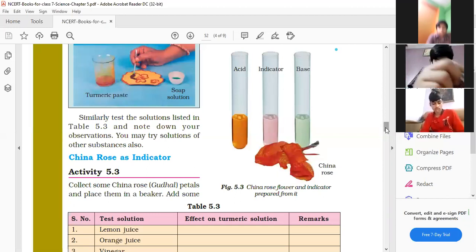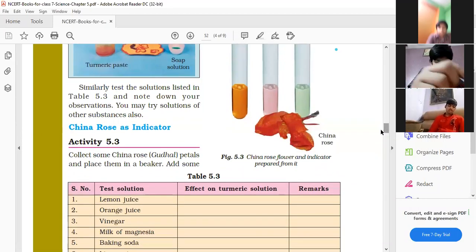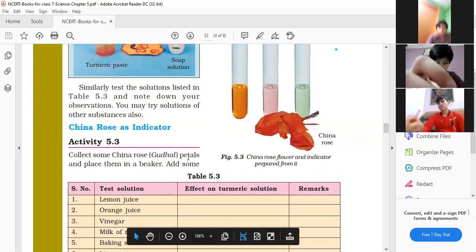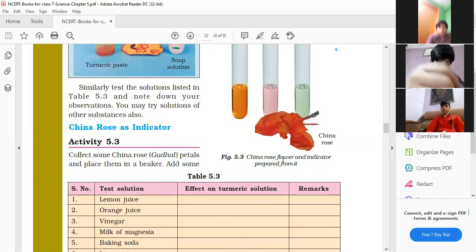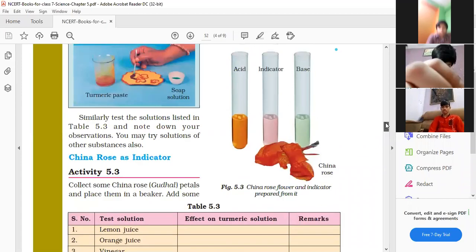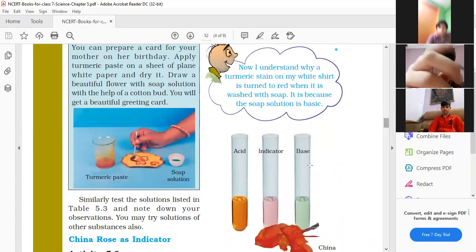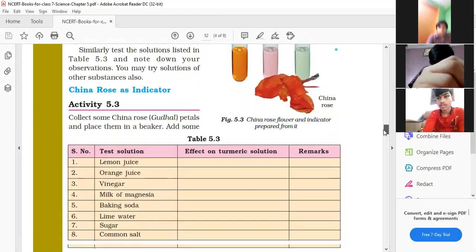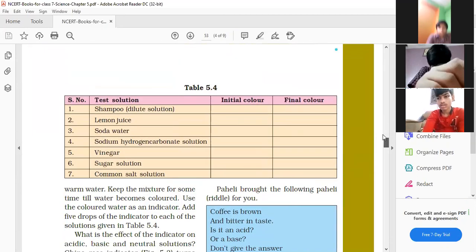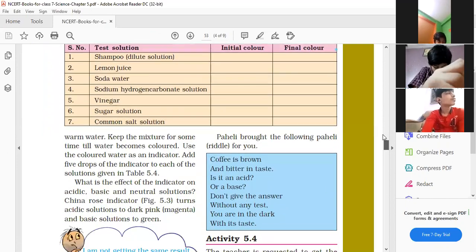Next indicator is China rose. So we will collect the petals of China rose, place them in the beaker and add some water in it. Now see what color. This China rose indicator is ready with us. Now we can test it with the different acids, bases and salts. See which color it gives. We have to test.